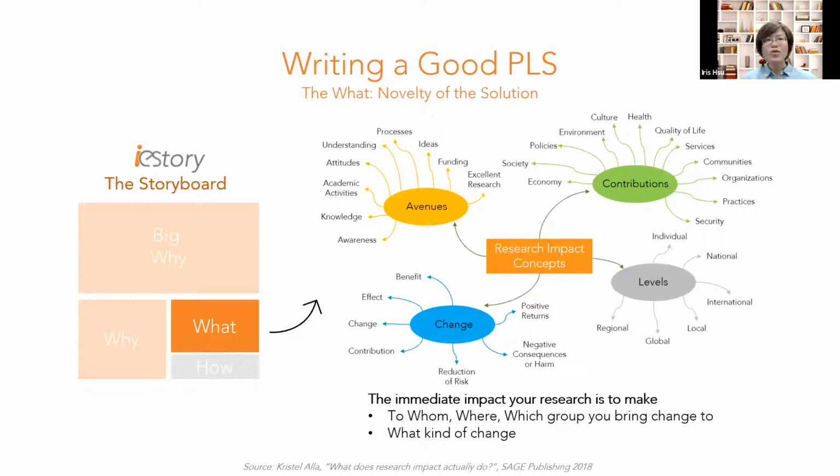So when you address the novelty of your solution, it is very important to address the impact your research is trying to make. For example, if you are finding a new type of vaccine for COVID-19, then the immediate impact will be to offer a new way of cure to ease the burden of COVID-19. And who are you trying to benefit? In that case, it will be, of course, everyone, because this is a global issue.